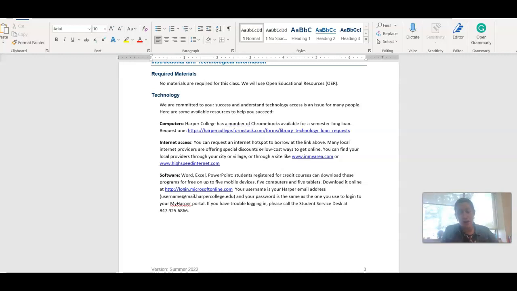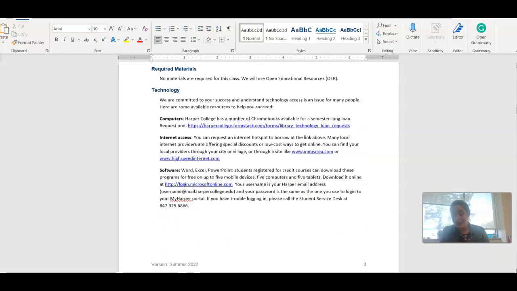Also, because you're a student, you can receive Microsoft Office, Word, Excel, and PowerPoint on many devices and computers, and you download it from this login with your Harper email address, the complete email address, and your password. So if you don't have Microsoft Word, guess what? Now you do. It costs a lot of money, so it's a pretty good deal.